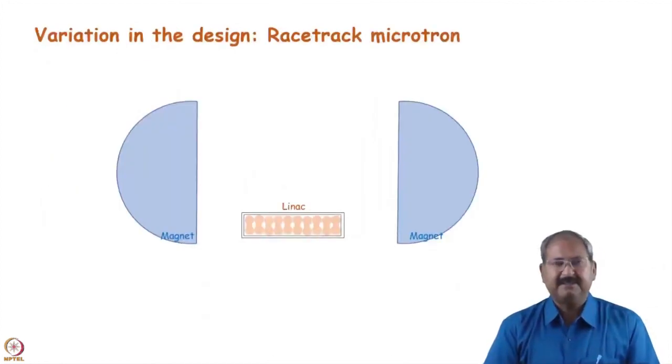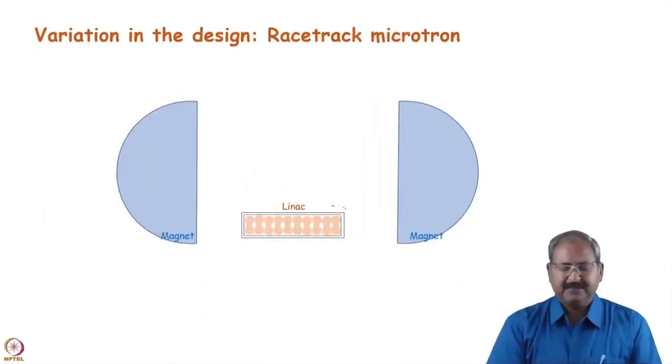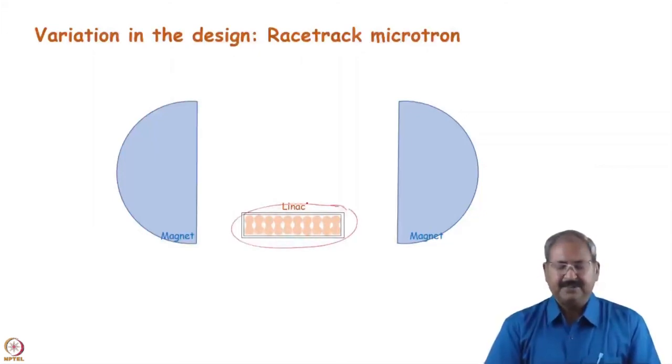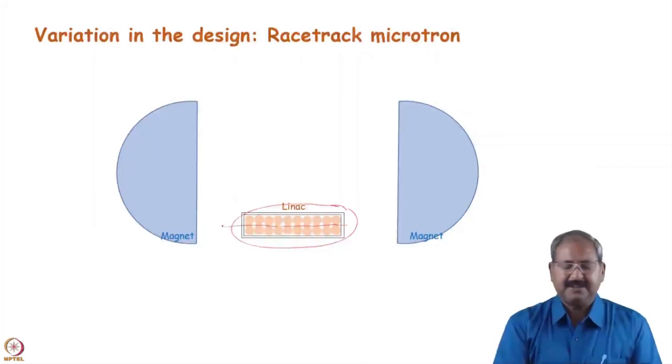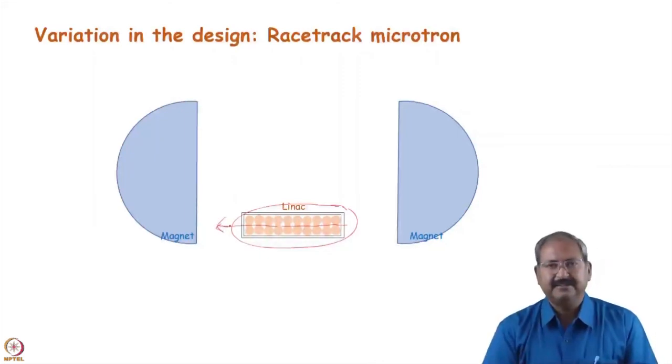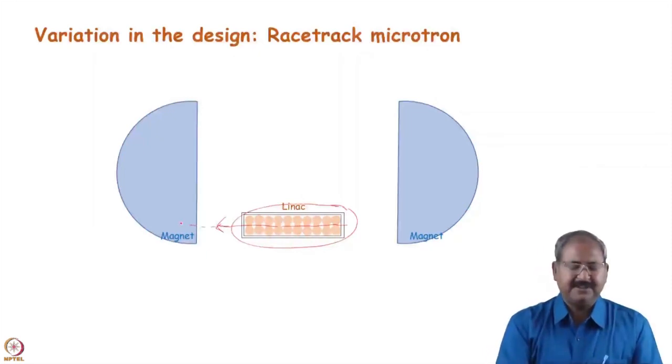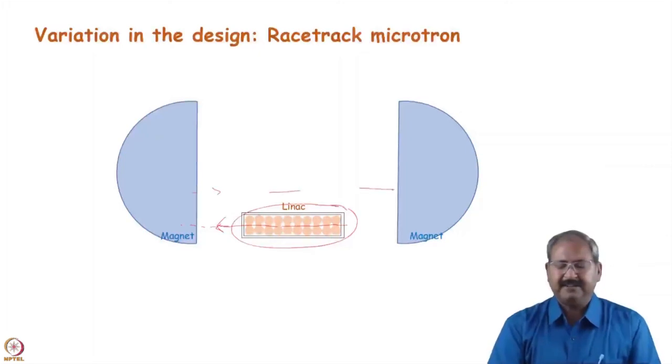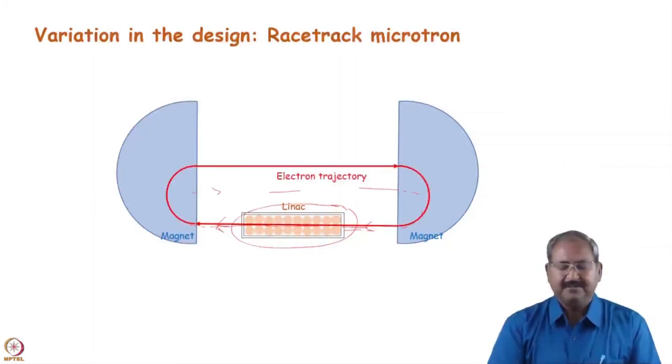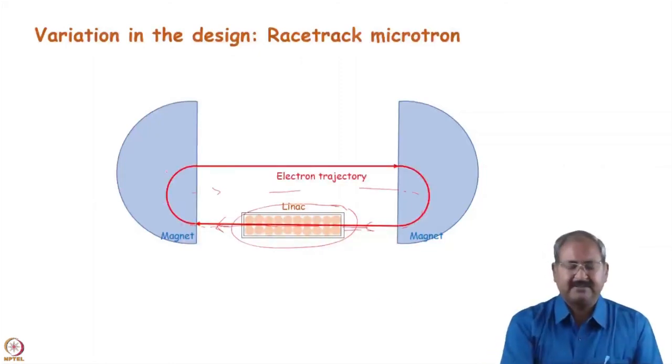Now what is the racetrack microtron? Instead of an RF cavity, place a complete linear accelerator, so the particle gets much higher energy in one turn. And then after reaching this magnet, it sends the particle on this orbit, and again reaching this magnet, the particle will be sent to the linac. So in this fashion, we have recirculating electrons through the linac.